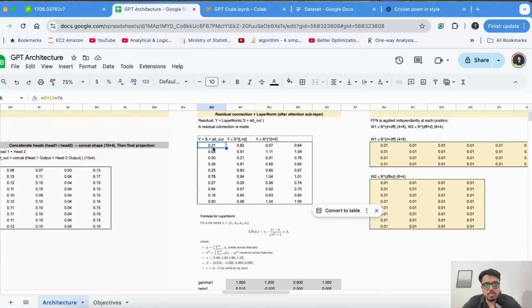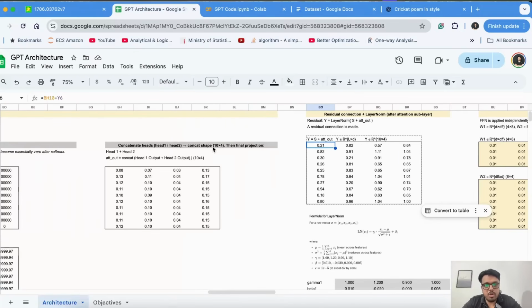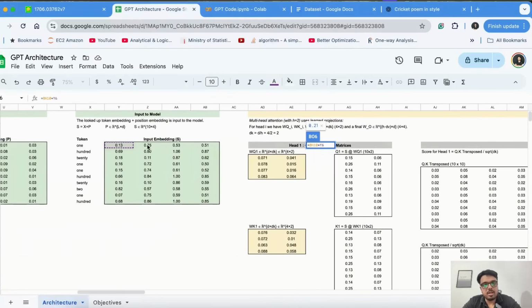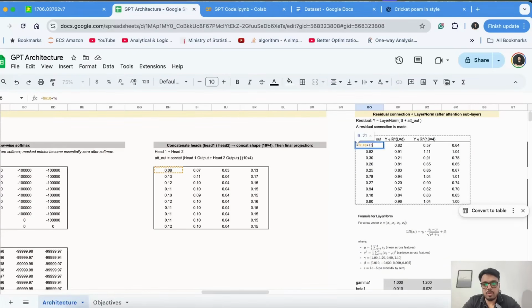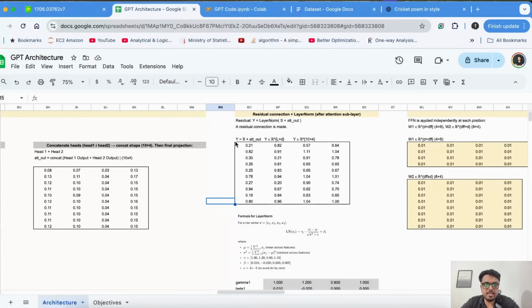So this is how the residual connection will look. The output from the last layer, which is the multi-head attention layer, is summed up with the input from a layer previous to that. So this is the residual connection that we are making. Okay. And this we do for all the elements. And that's how we get a residually connected matrix of dimension L cross D, which is 10 cross 4.